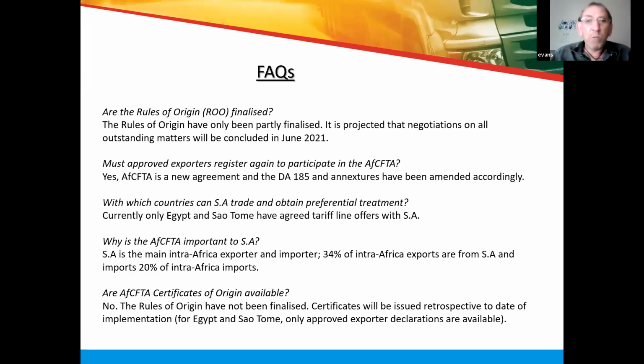Some frequently asked questions about the new Free African Continental Trade Agreement. So, as I've mentioned already, the rules have only been partly finalized, rules of origin, and that's why we don't have certificates of origin as yet. And again, I've mentioned it already, they are supposed to be concluded by June. I somehow doubt it, might be later.